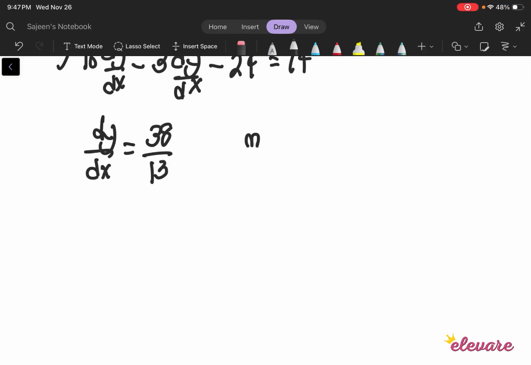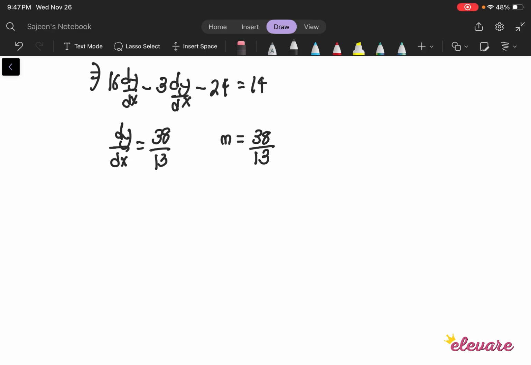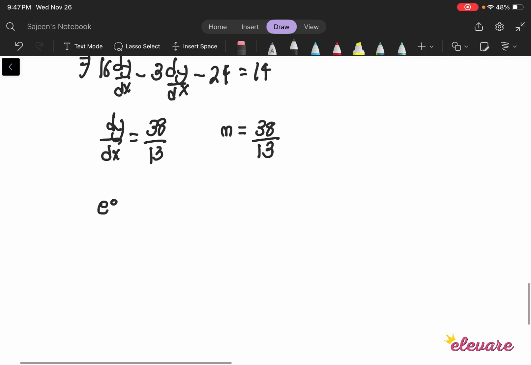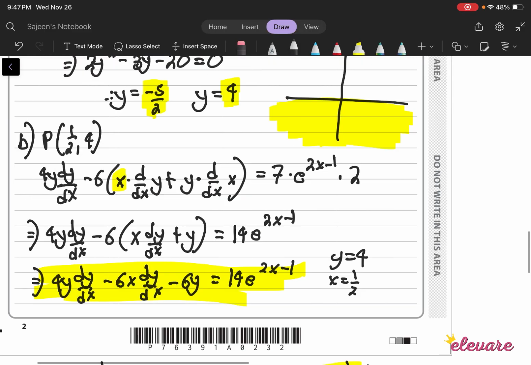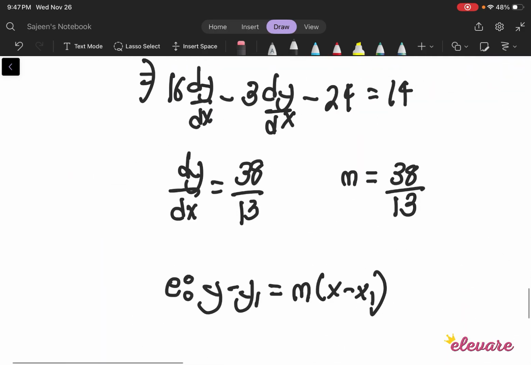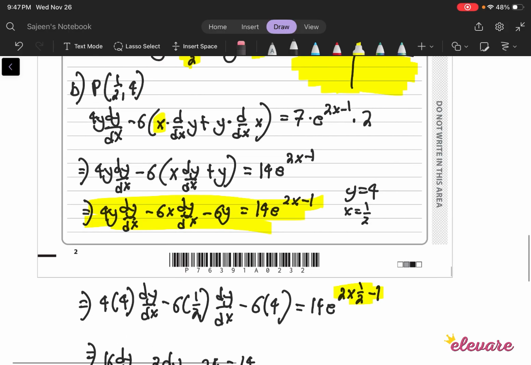So আমার এই tangent এর যে gradient টা, I can say that আমার tangent এর gradient টা is 38 by 13 here. Okay, এখন tangent এর equation আমি কেমনে find out করতে পারবো? I know my general formula for my equation is y minus y1 is equals to m bracket x minus x1, for a linear equation. So can't I just replace my y1, x1 and m with my coordinates for p half comma 4, and আমার m এর value তো আমি অলরেডি পেয়ে গিয়েছি এই implicit differentiation এ, right?